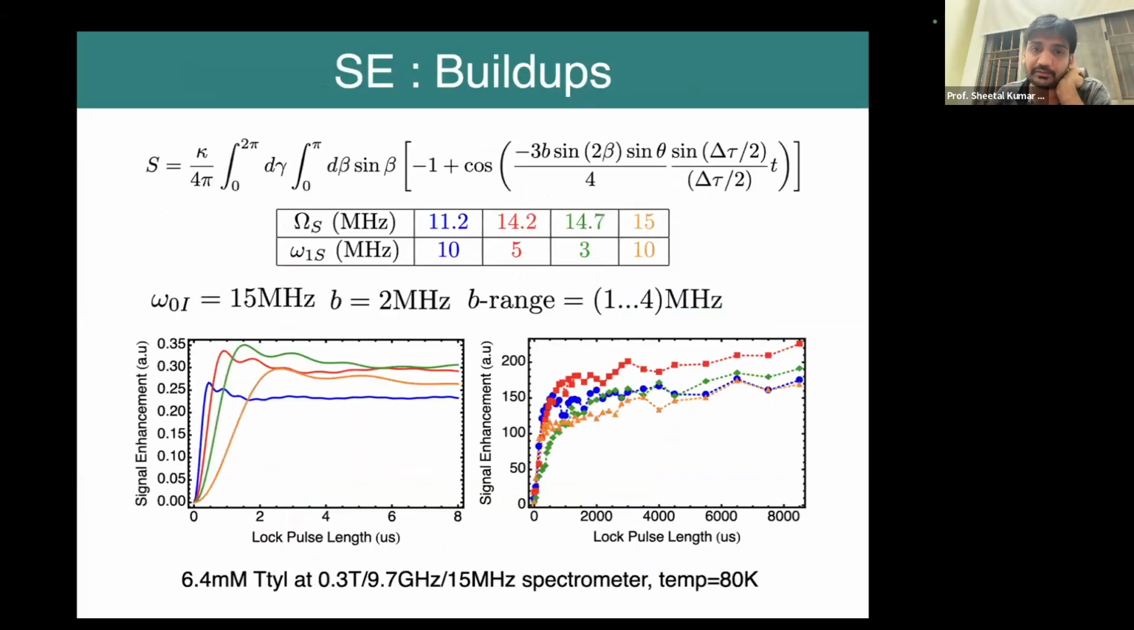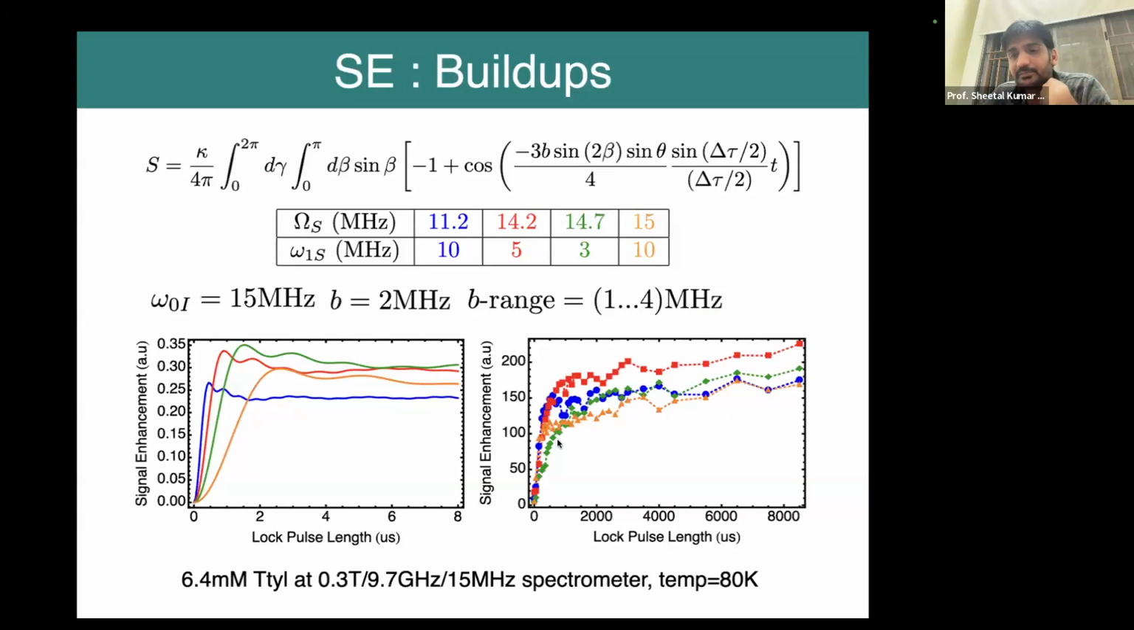The efficiency will go down. Okay. Now we see the build-up curves and we try to simulate those. And here are the four pairs of these values. So first three pairs, the matching condition is met. The last pair does not satisfy the matching condition. When it does not satisfy the matching condition, the build-up curve becomes slow, according to the calculation.